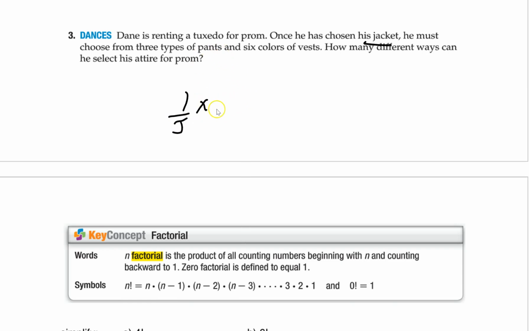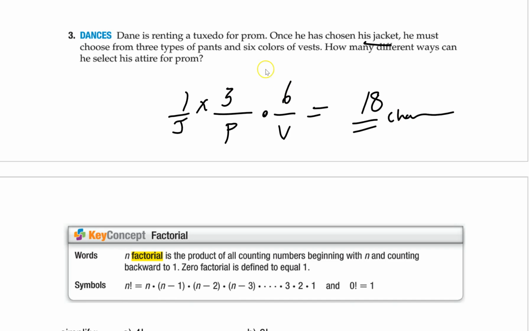Next, we're going with pants. And this is he has 3 types, right? He's going to pick his 3 types of pants. And now he has to choose his vest. And it says he has 6 colors of vests. So you multiply that together, you get 18 choices. Right? He has 18 different combinations he could wear. Because he picked his jacket, there's only 1 of those, and then 3 pants he could choose from and 6 vests he could choose from. So that's the fundamental counting principle.